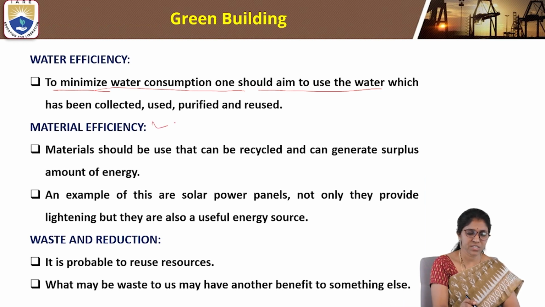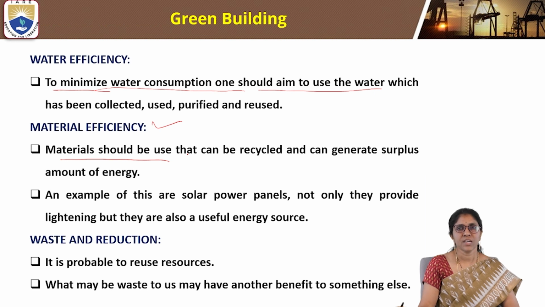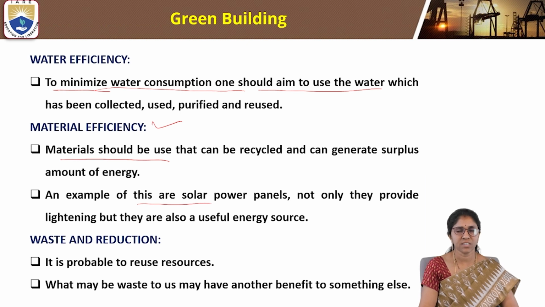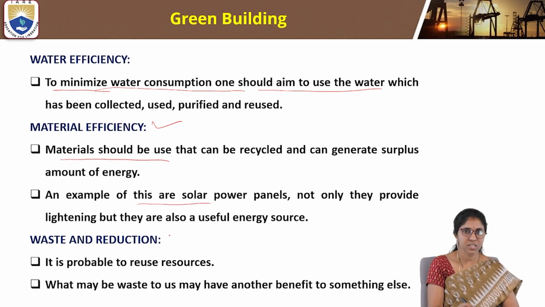Material efficiency: materials should be used that can be recycled and can generate a surplus amount of energy. An example of this is solar power panels. Not only do they provide lighting, but they are also a useful energy source. So these are materials efficiency.